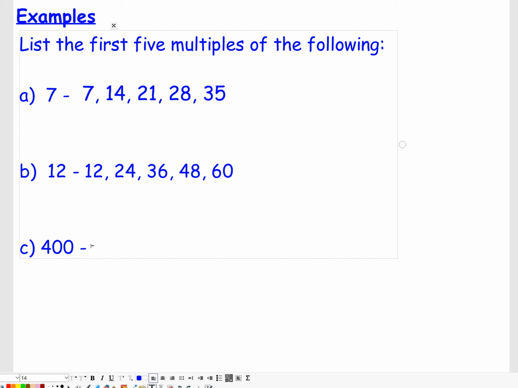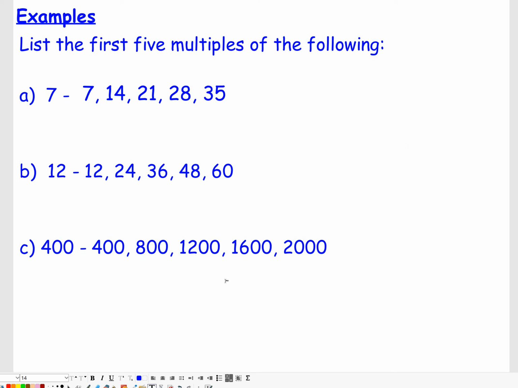Next, the first 5 multiples of 400. So if you're going up in your 400 times table, the first multiple would be 400, then it would go up to 800, 1200, 1600, and then 2000. If, for example, it asked you for the 10th multiple of 400, well, we just do 400 times 10, which is 4,000.